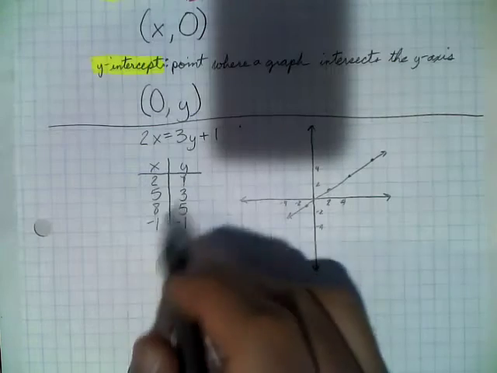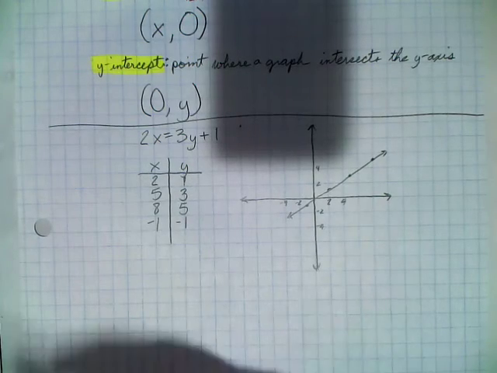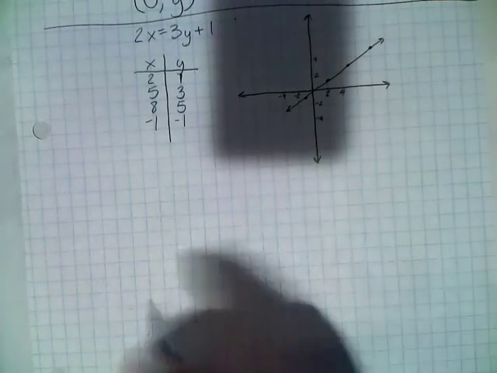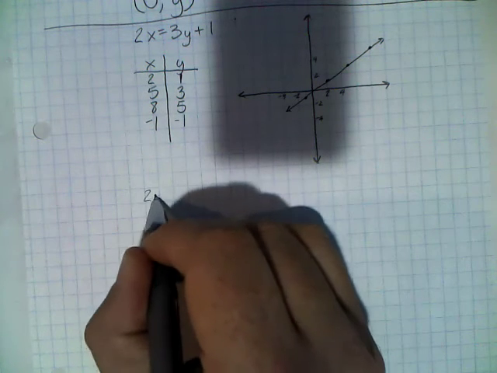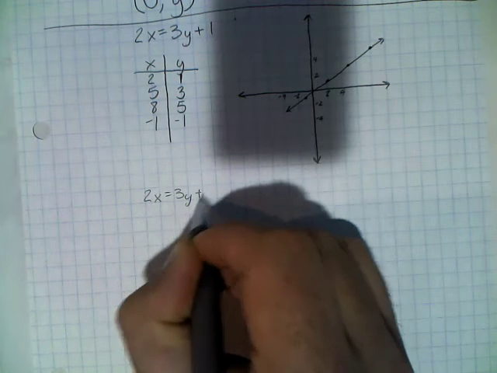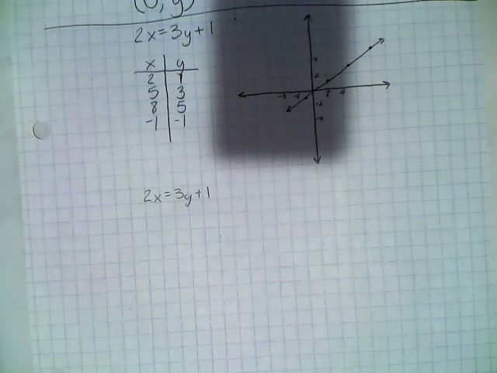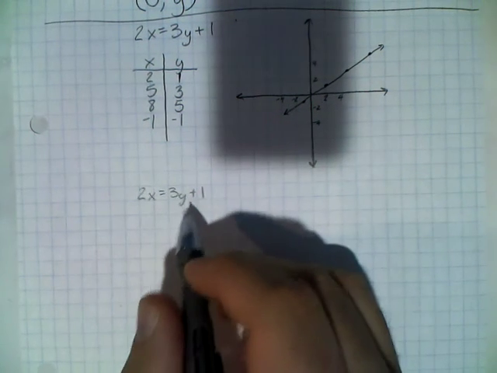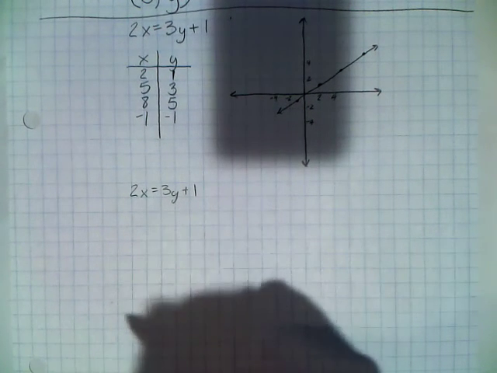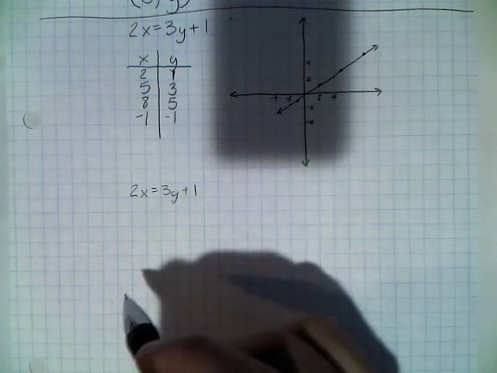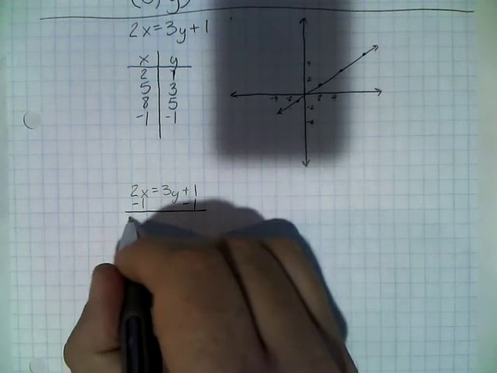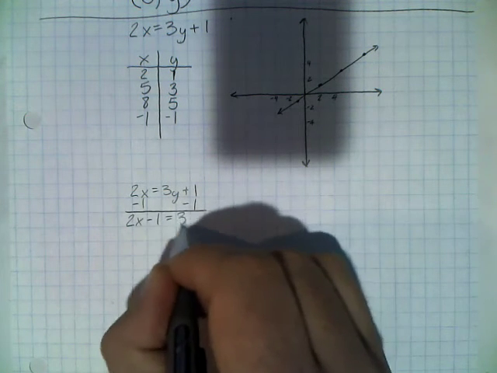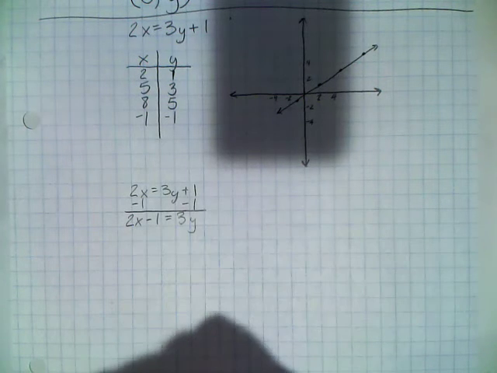Now, ladies and gentlemen, this is kind of an awkward way to graph this. You can do it, it works, but instead, what's more typical is if we take our equation and we manipulate it. So I'm going to take my equation here, my 2x equals 3y plus 1, and one of the things that we might want to do with this is to solve for y. So if I solve this for y, I'm going to subtract 1 on both sides. And so I'll get a 2x minus 1 equals 3y. So remember, those are not like terms, so they're not going to combine.